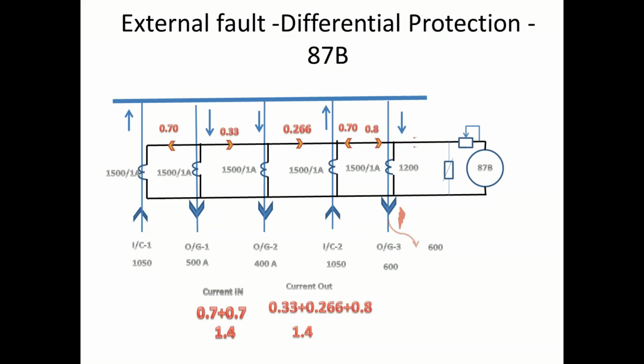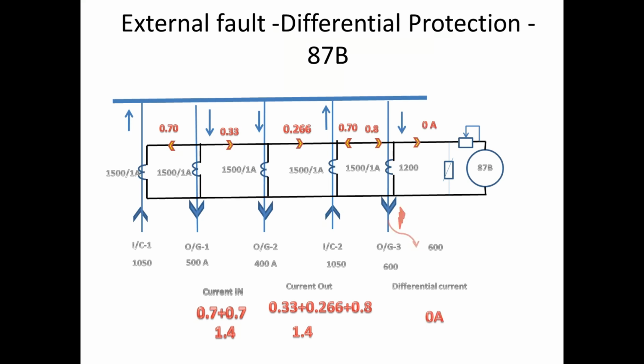Now also the sum of current in is 1.4 and the sum of current out is 1.4. So there is no differential current flow on the circuit. By this we are all clear that due to external fault the relay will not give any trip. Second, we see internal fault.